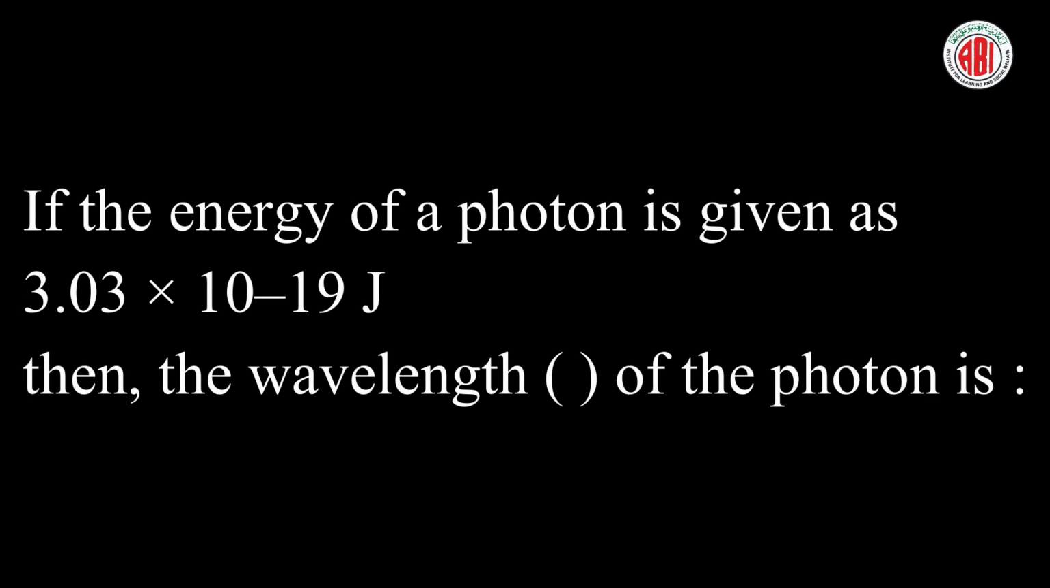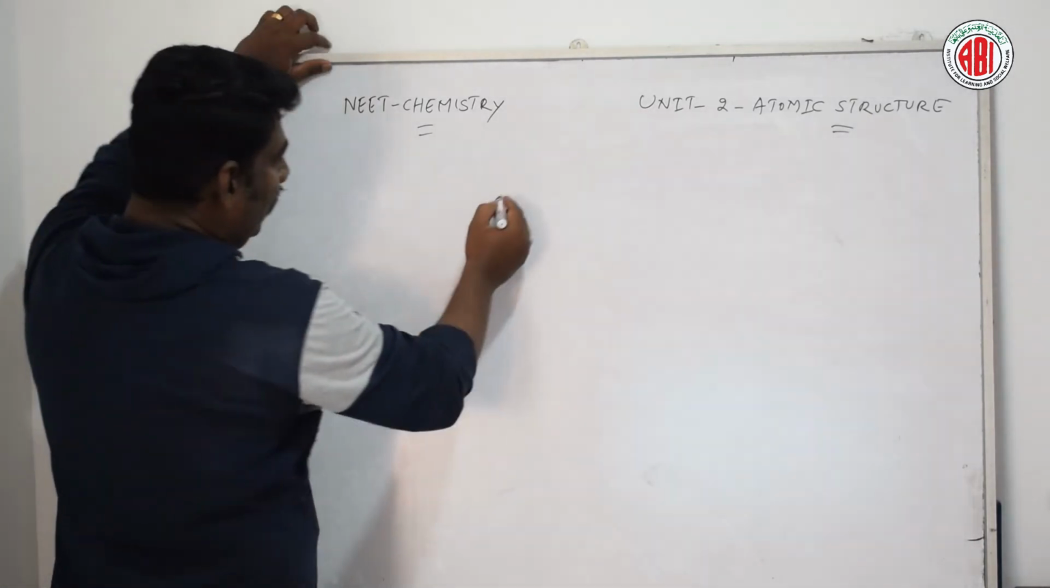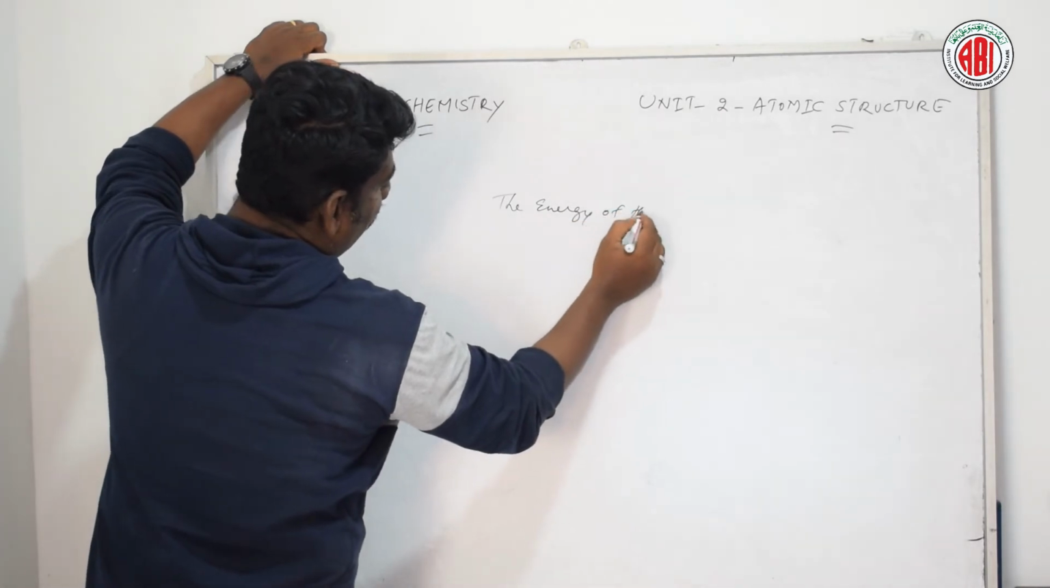Look at this next question, guys. If the energy of the photon is given as 3.03 into 10 to the power of minus 19 joule, then the wavelength, that is lambda, of the photon is. Here are 4 different options given. Let us see how to solve this problem. According to this particular question, we are going to find the energy of the photon.